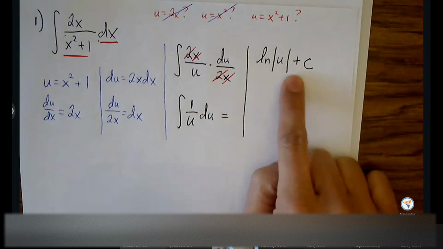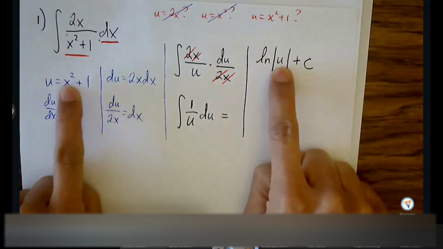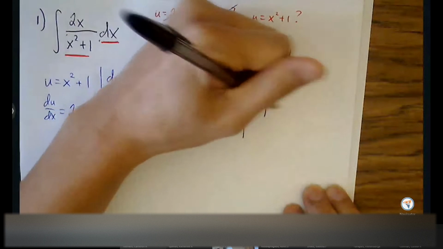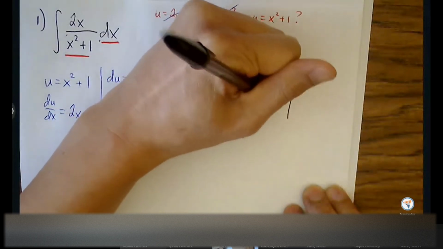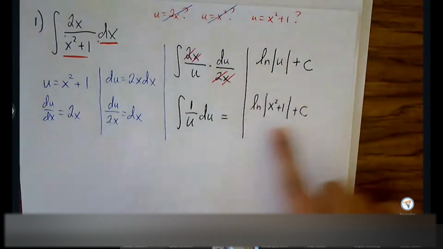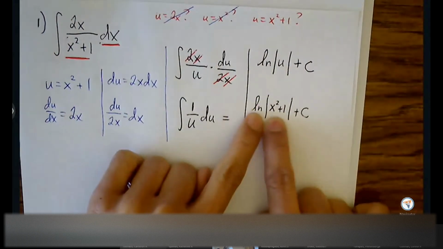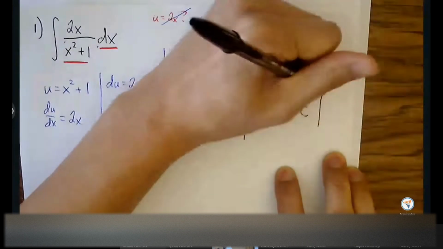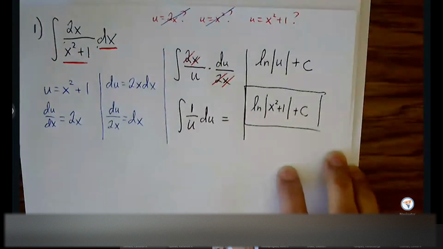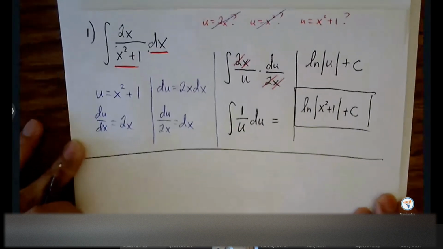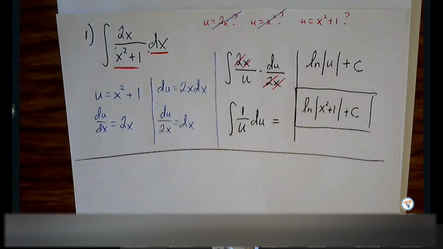Remember that u is only a temporary variable. So we're going to sub that out. Remember that the x squared plus 1 is inside the natural log function, so we can't distribute this through, right? This is not a standalone term. This is connected all within one function here. Okay, any questions?